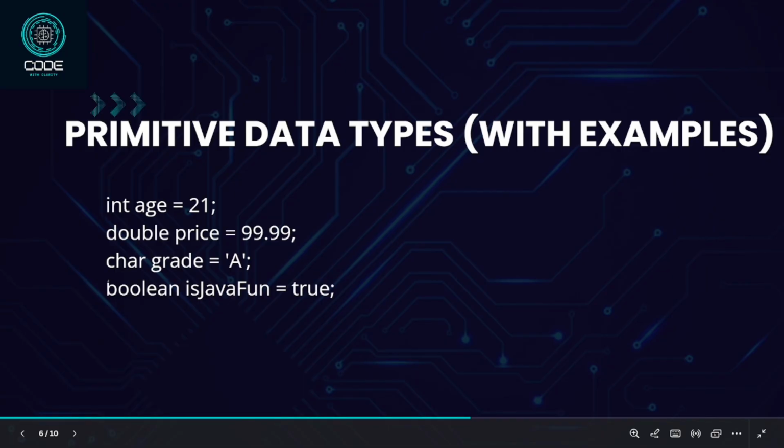And finally, boolean isJavaFun is equal to true. अब यहाँ पे isJavaFun is equal to true, ये boolean value, ये true या false return करता है. तो boolean stores only two possible values, true and false. Here we are storing true, which means yes, Java is fun. So from this example, you can clearly see the structure of writing a variable is data type, variable name, is equal to value. Syntax ध्यान में रखो.